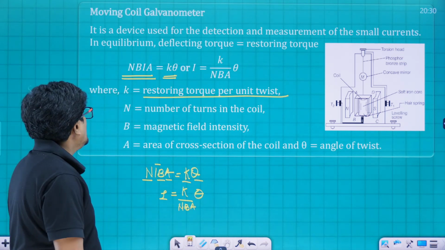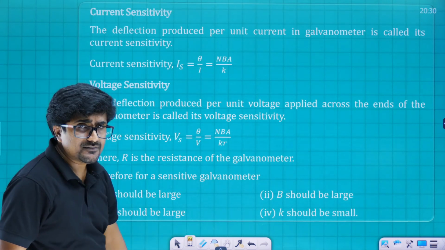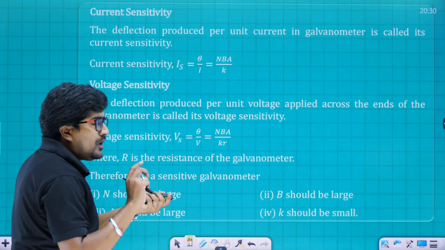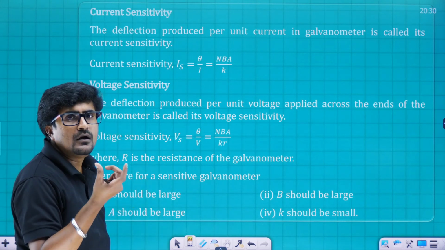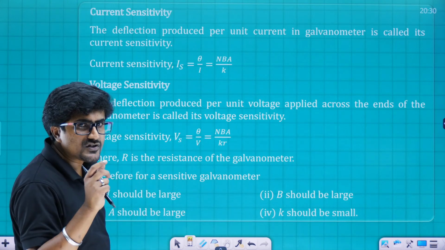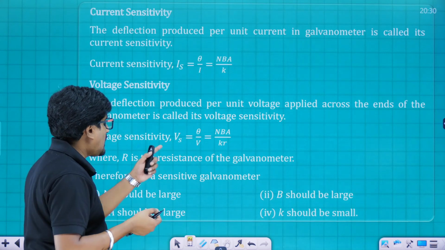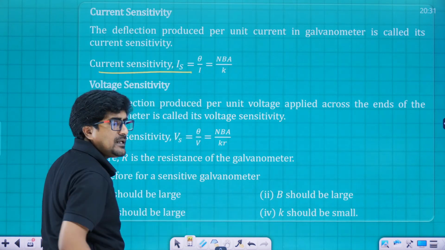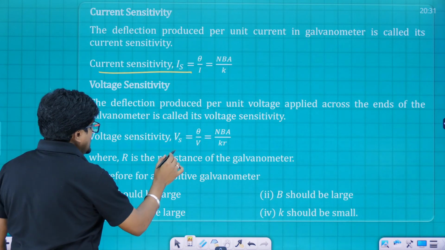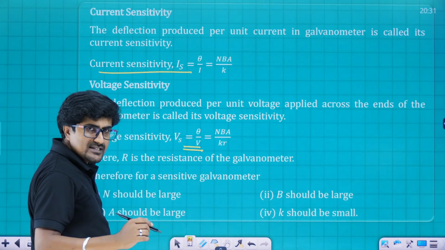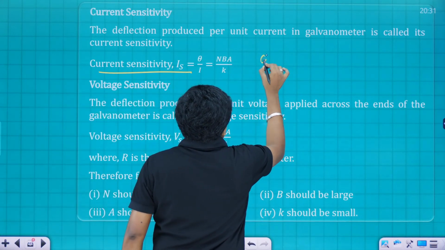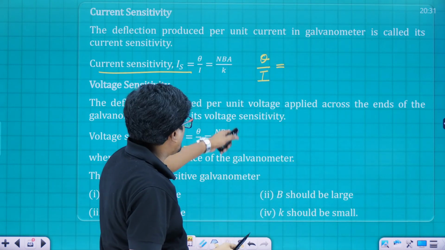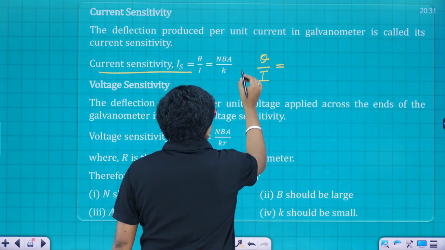Both are the same. Now moving to the next, that is current sensitivity as well as voltage sensitivity. Sensitivity means the angle through which the coil got turned or the spring got twisted per unit value of current or per unit value of voltage. If it is per unit current, it is known as current sensitivity, and if it is per unit voltage, it is known as voltage sensitivity. The twist per unit value of current is theta by I, known as current sensitivity.